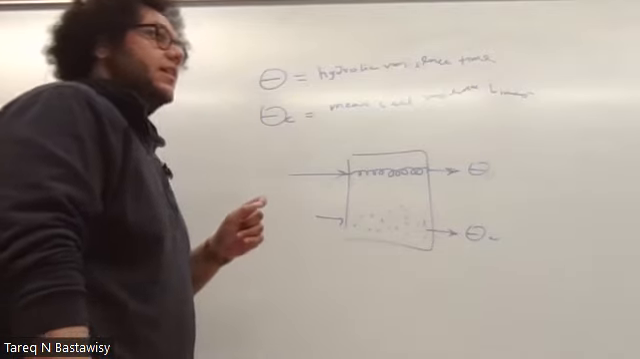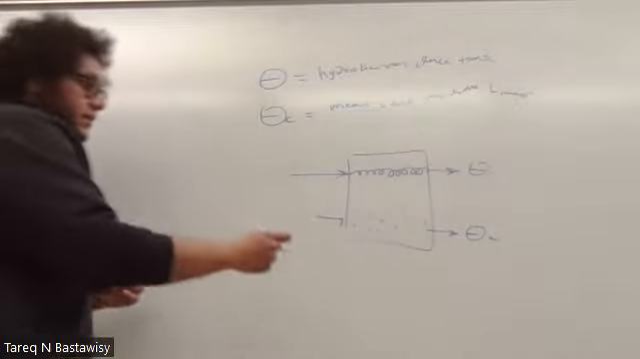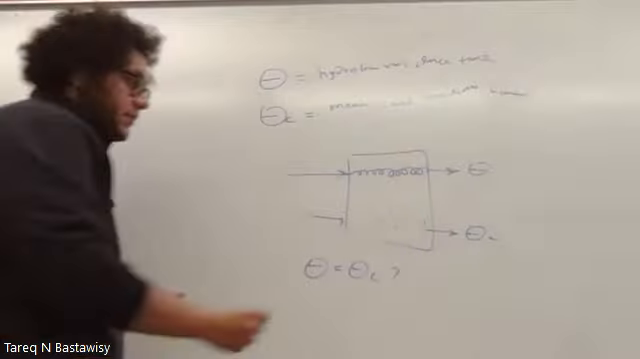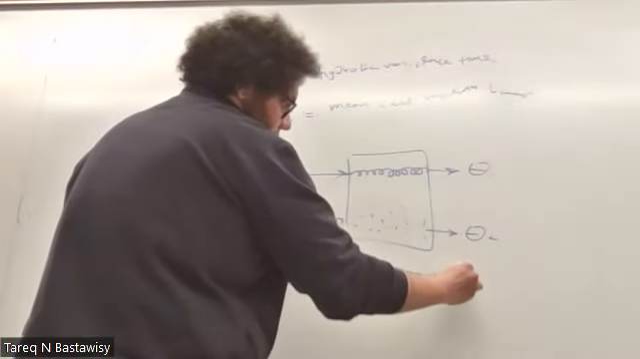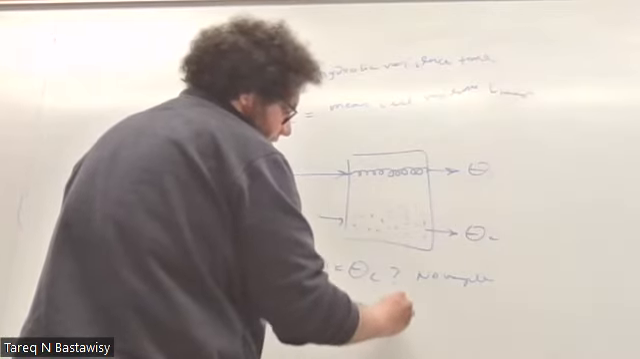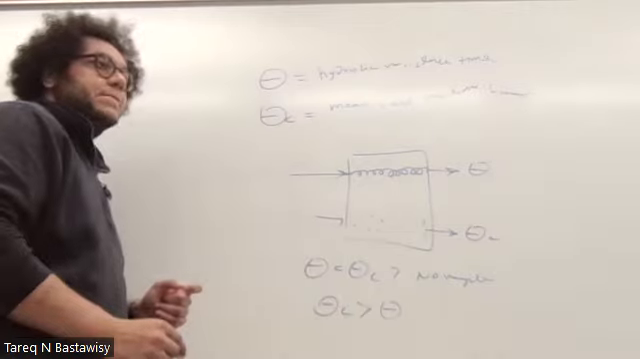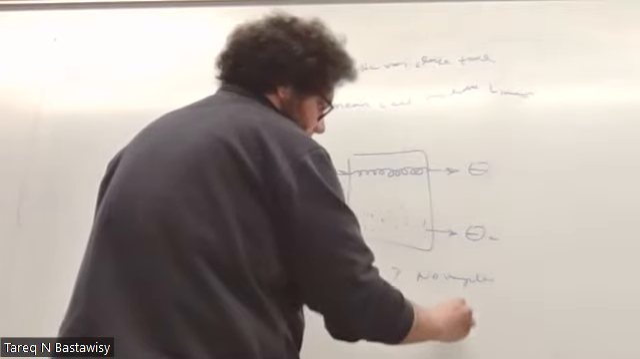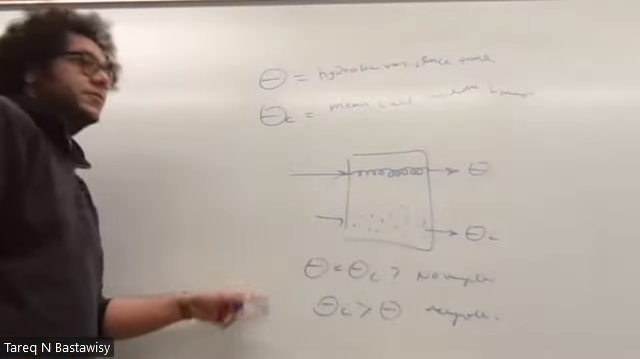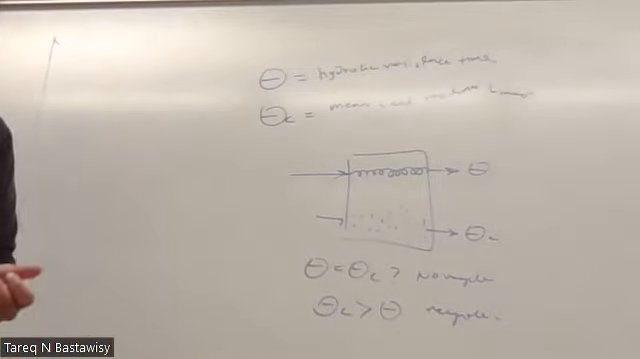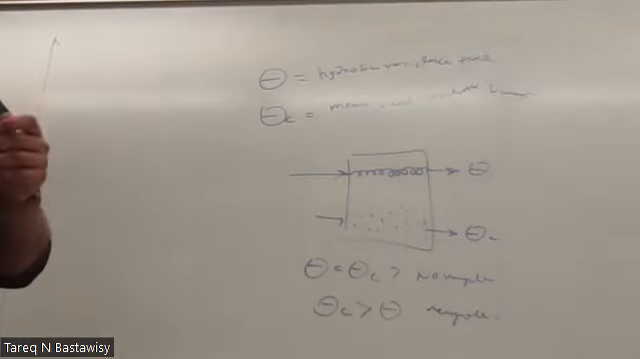It's very important. So when is theta equal to theta C? When there is no recycle. When does theta C become greater than theta? When there is recycle, when there is an abundant amount of recycle. So keep those things in mind. When there's no recycle and we're using the Monod equations, theta and theta C cancel out.